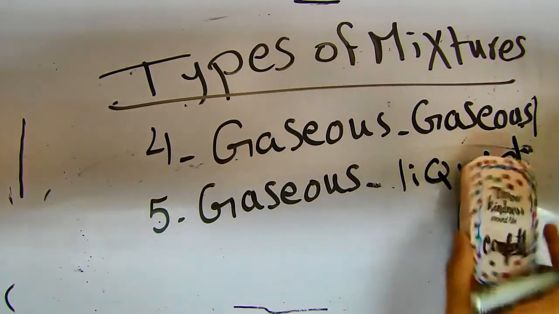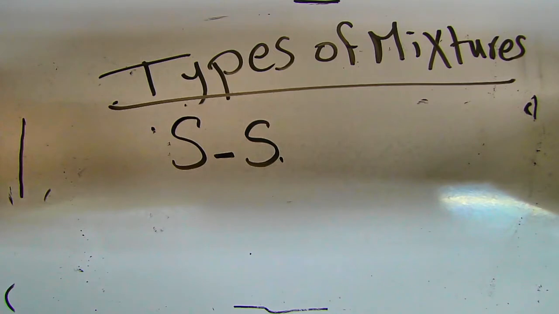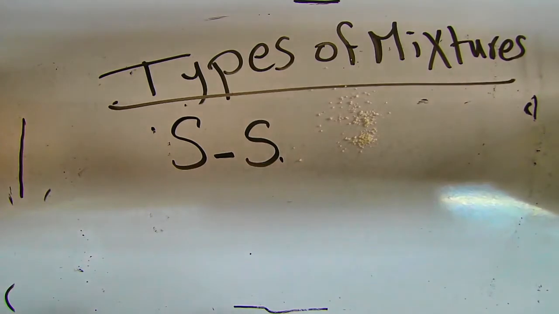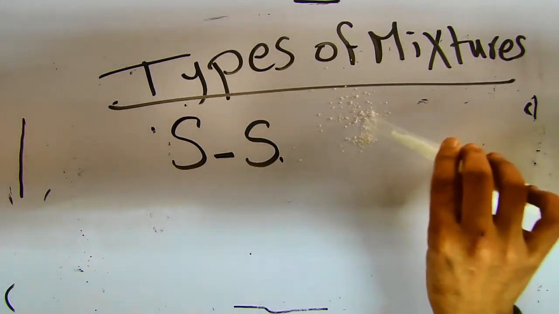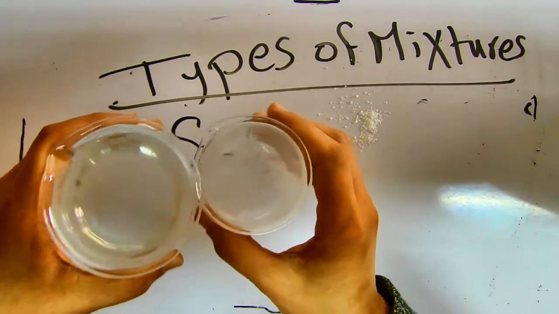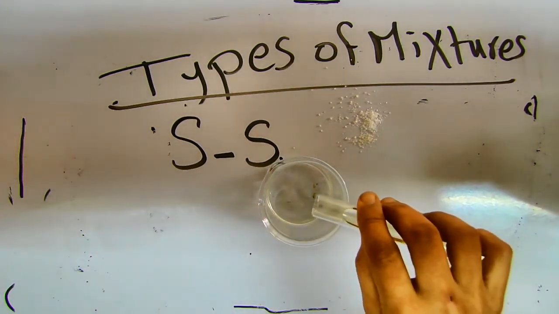Okay. We are going to explain the first type, which is solid mixture. Here we're going to put some sugar with some salt. Both are solid. So here is the solid mixture. The liquid mixture, as oil, water, and some drops of oil. These are liquid mixtures.